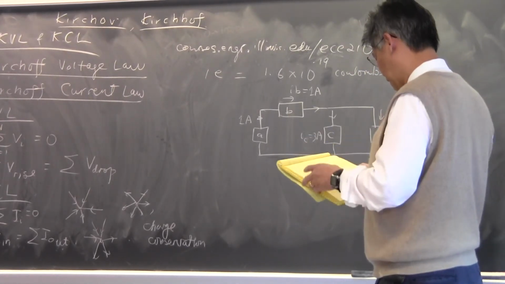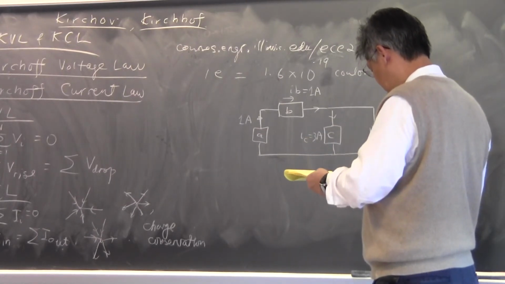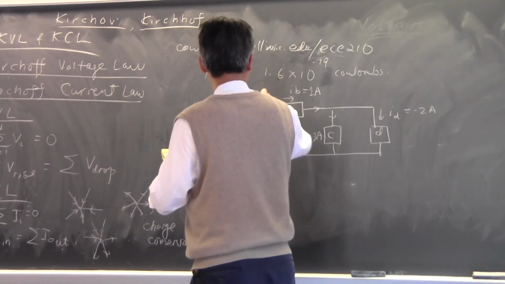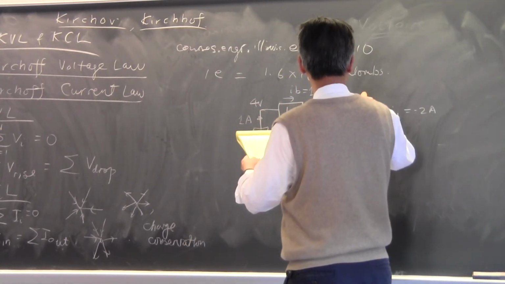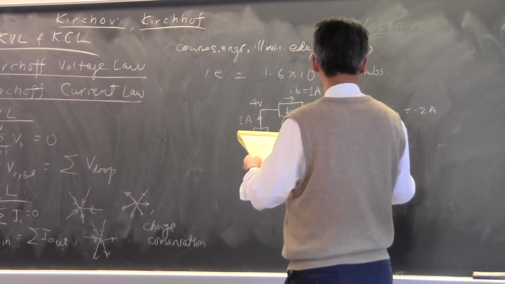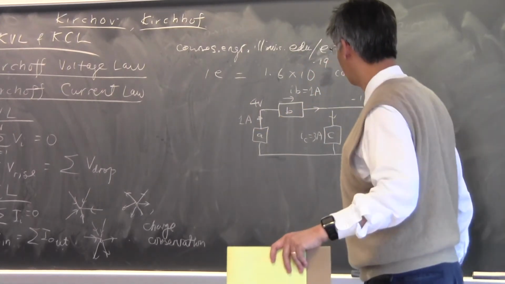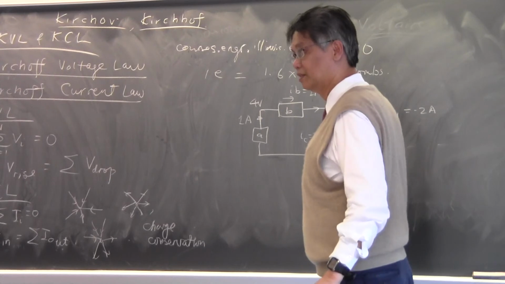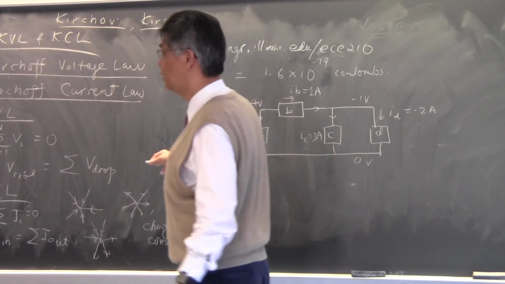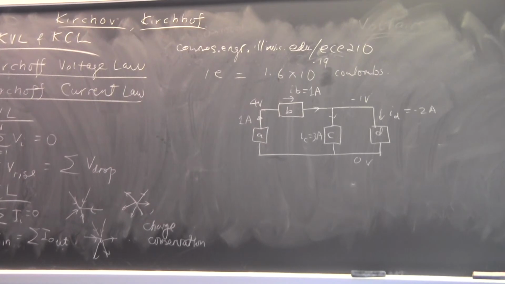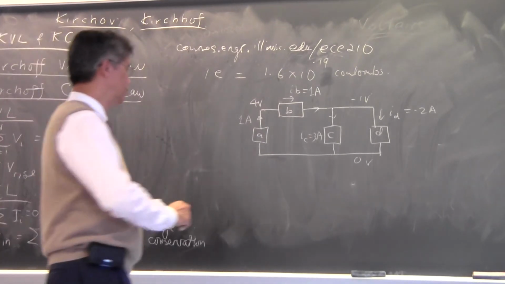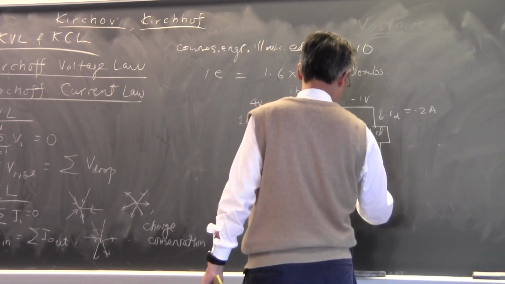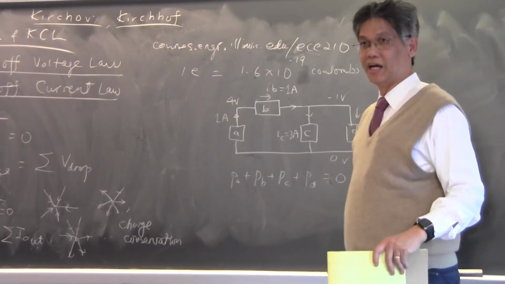And then if you are given the voltage at a certain node, say you're given that this is 4 volts, this is maybe minus 1 volt, and then this is 0 volts, then you can figure out all the voltages in the system, okay? And then you can calculate all the power in the system by using P equals I times V on each of the elements. And you will find that PA plus PB plus PC plus PD must add up to 0 due to energy conservation.